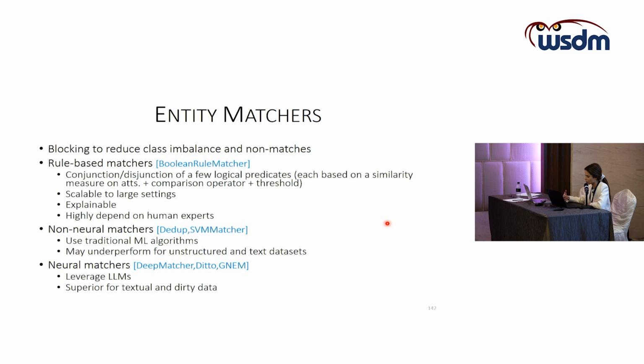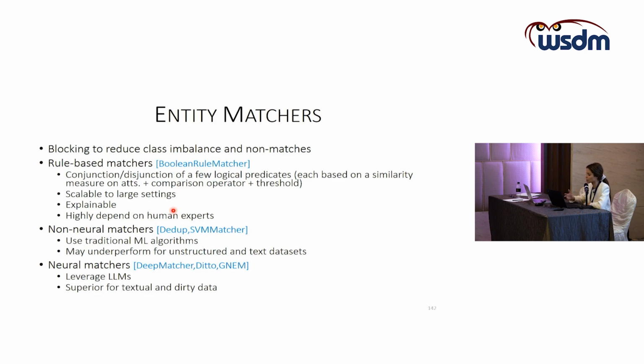Our studies show that we can categorize these entity matchers in general into two large categories. The first one is rule-based. The second one is learning-based. Rule-based techniques basically define matchers as a conjunction or disjunction of a few logical predicates. Each predicate or rule is based on some similarity measure, let's say cosine similarity between some attributes, a comparison operator, and some threshold. For example, two entities are a match if their similarity based on some similarity measure is higher than a specific threshold. These rule-based matchers are scalable to very large settings because they're very easy to evaluate, and they are explainable because these rules are defined by users. But as you can imagine, they highly depend on human experts.